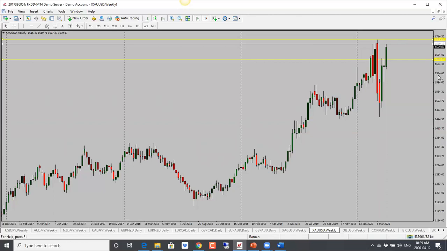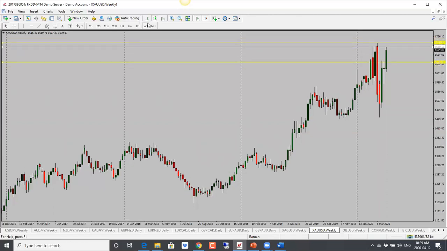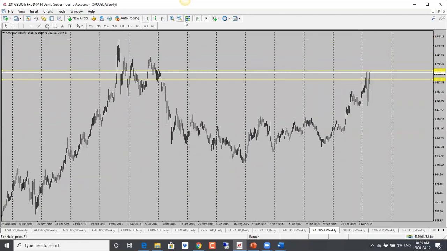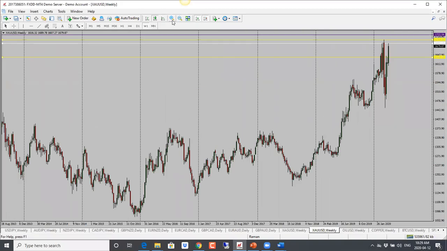Next target is 1703. And should it break through that, we have more room to the upside with this one, and then 1722. So bias here is bullish for gold.